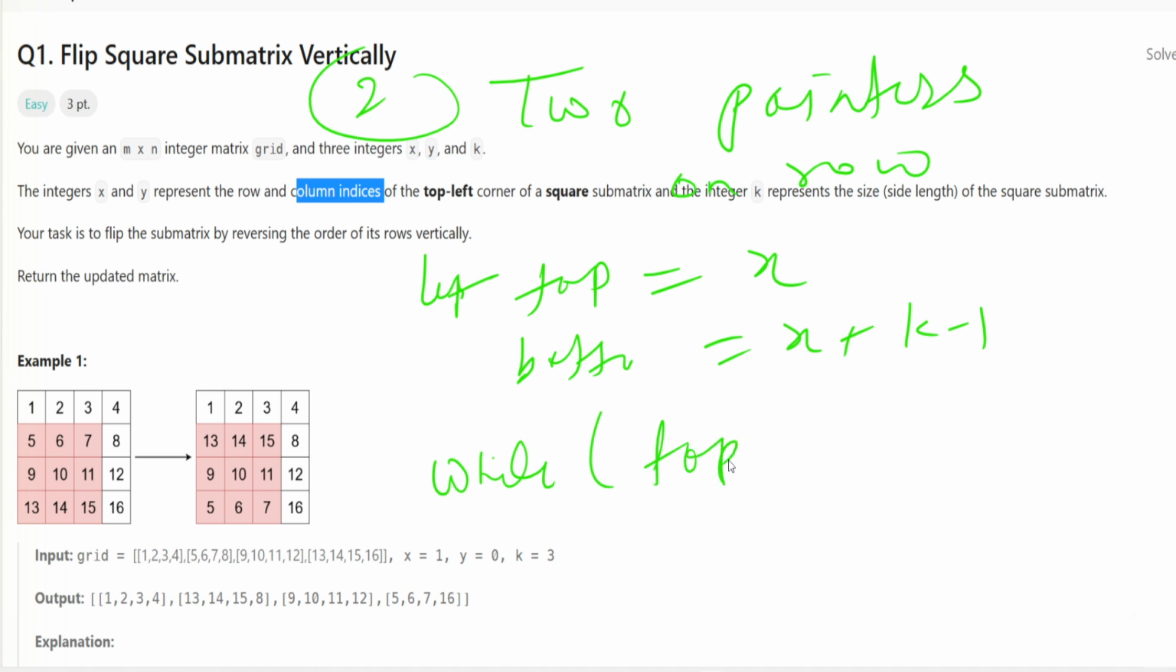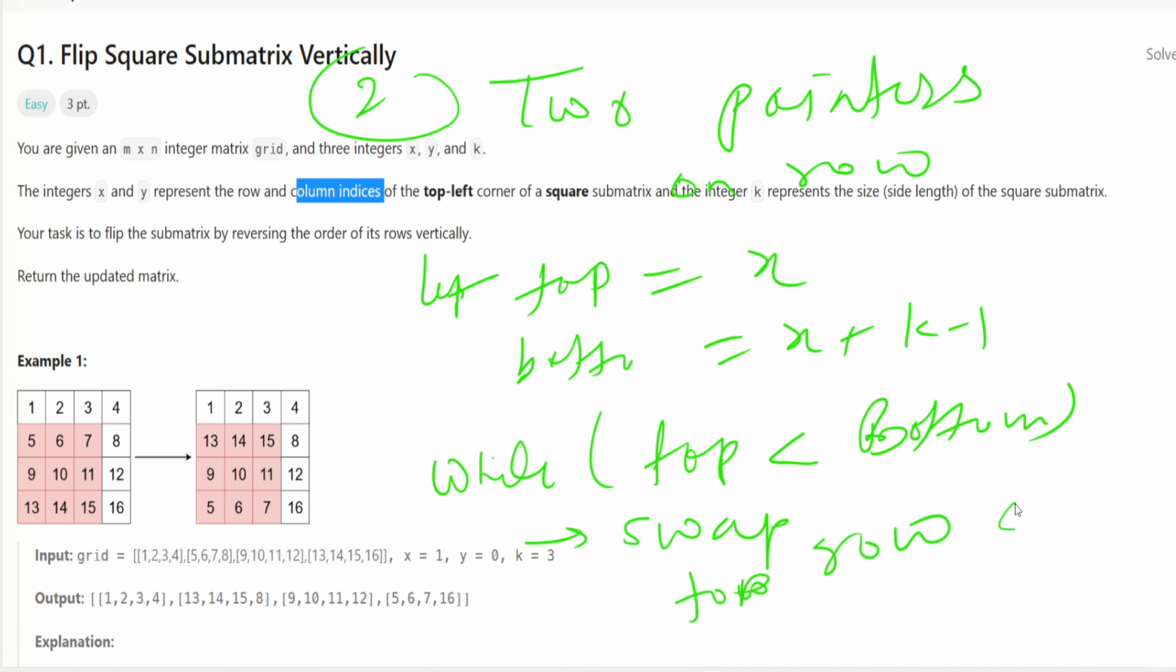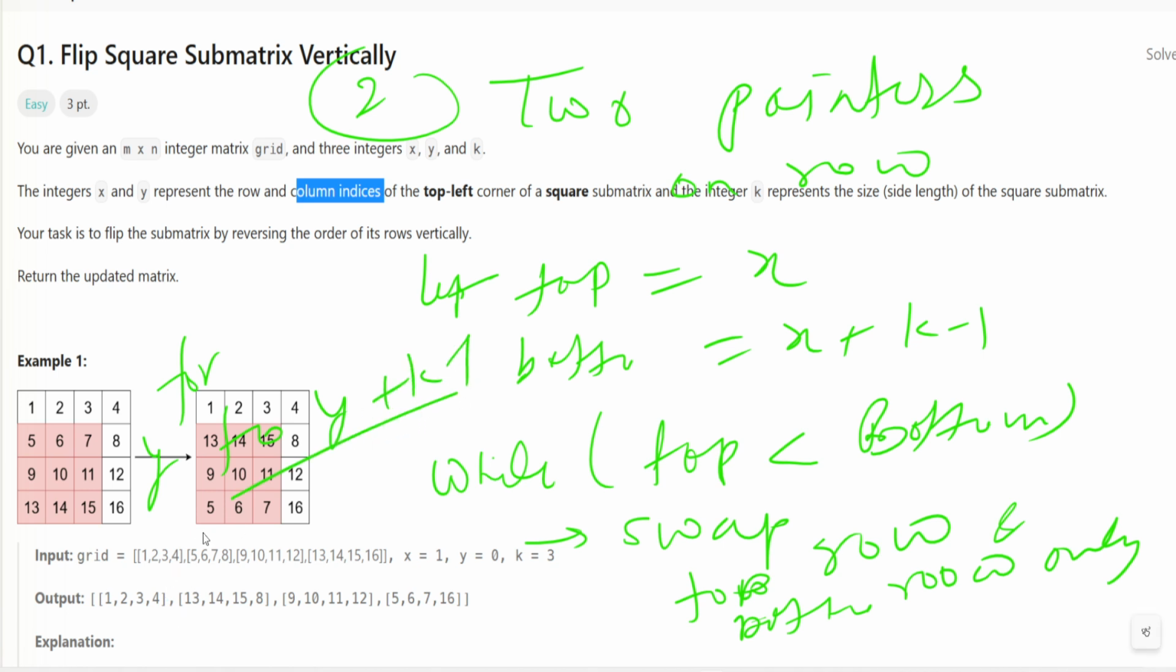If top is less than bottom, correct, what should we do? We will do a swap. What? The top row and the bottom row, only for y to y plus k minus 1, correct?